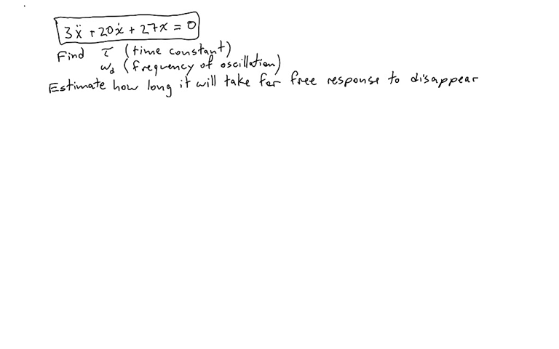Okay, this is a practice problem for the first homework problem, and also my first time recording, so let's see how this goes. Alright, so this is a system, 3x double dot plus 20x dot plus 27x equals 0, and I'm asking you to find the time constant and the frequency of oscillation, if applicable, and also how long it takes for the free response to disappear.